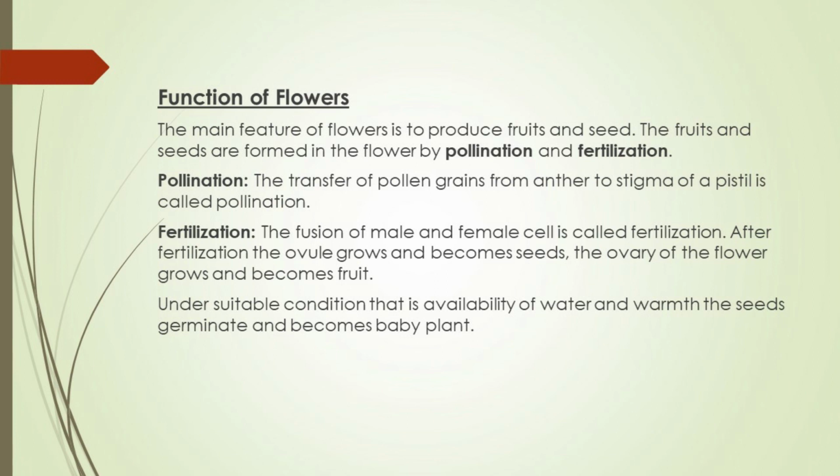The flowers which have both stamens and pistils are called bisexual flowers. For example, mustard and China rose. And the flowers which have either pistil or stamen are called unisexual flowers. For example, cucumber and bottle gourd.